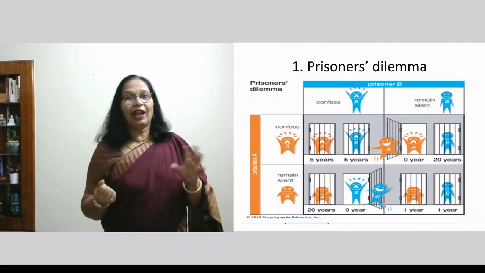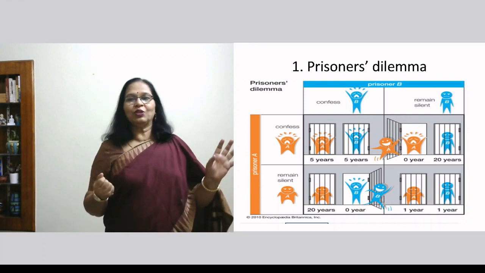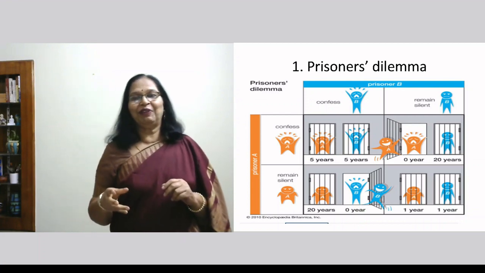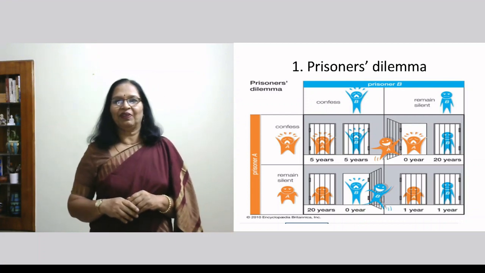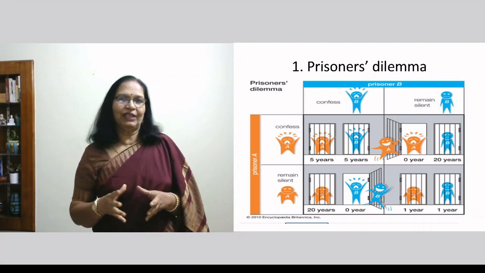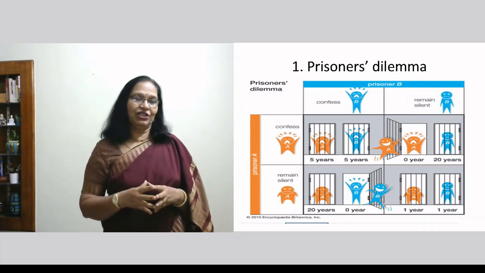So if prisoner A confesses to the police, then prisoner A is free. He has no years of jail at all, whereas prisoner B, who didn't confess, will get 20 years in jail. Now, these situations are quite difficult because they have to make these choices without seeing each other.